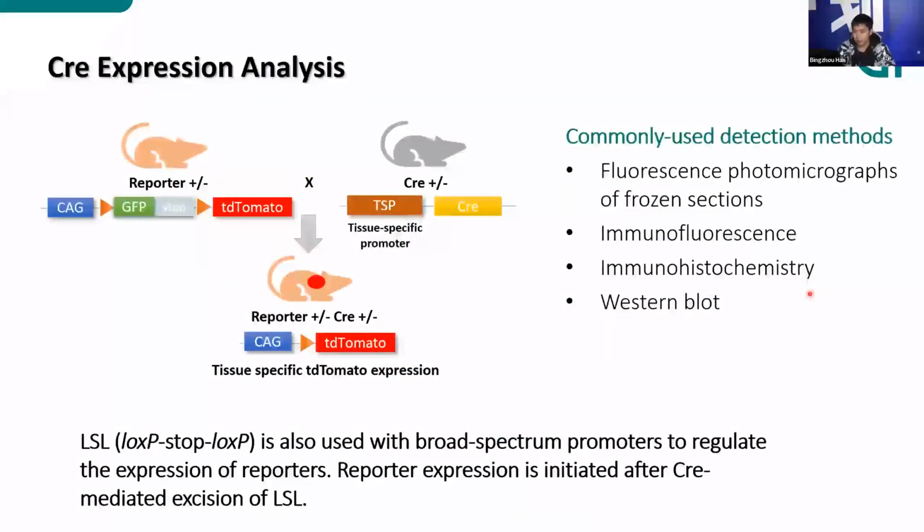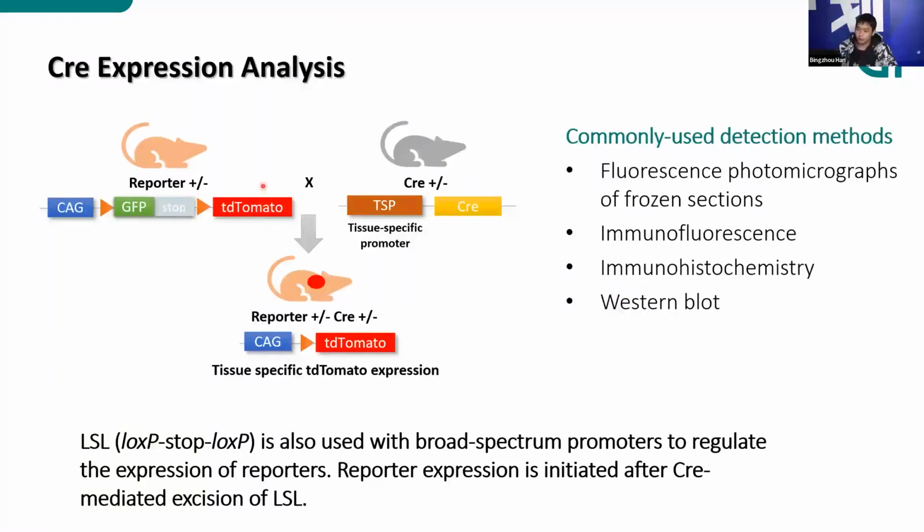We have strict quality control standards for our newly generated Cre strains, since the precise expression of the Cre strains is the most important thing in conditional knockout or conditional expression experiments. The commonly used detection methods are fluorescence reporters using frozen sections, or we could use some LacZ-based staining methods, or we could also do IHC or easily just use Western blot to demonstrate the tissue-specific knock-in or tissue-specific Cre expression.